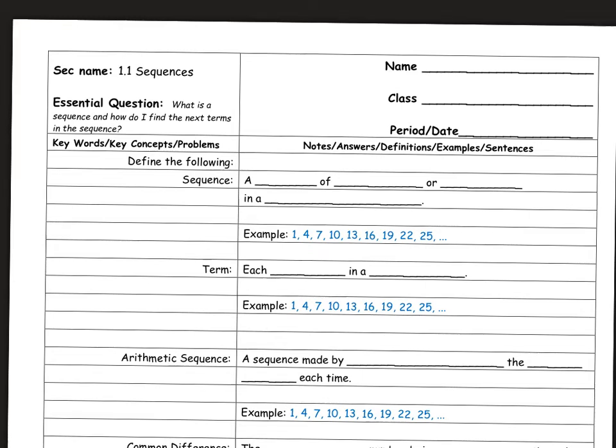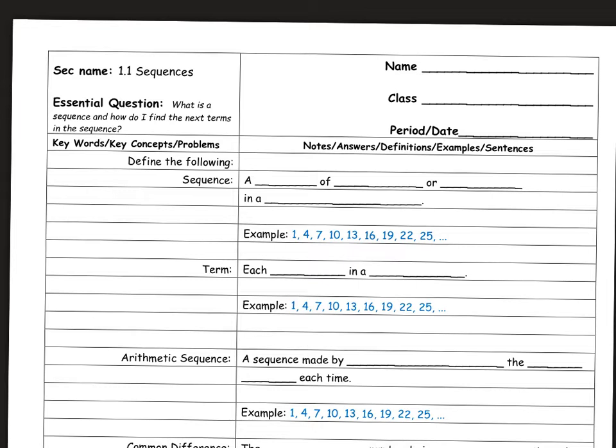Hi everybody. This is the beginning lesson for credit recovery. The first unit is going to be on sequences, and the first lesson in the first unit is also called sequences. So our essential question is, what is a sequence and how do I find the next terms in the sequence?